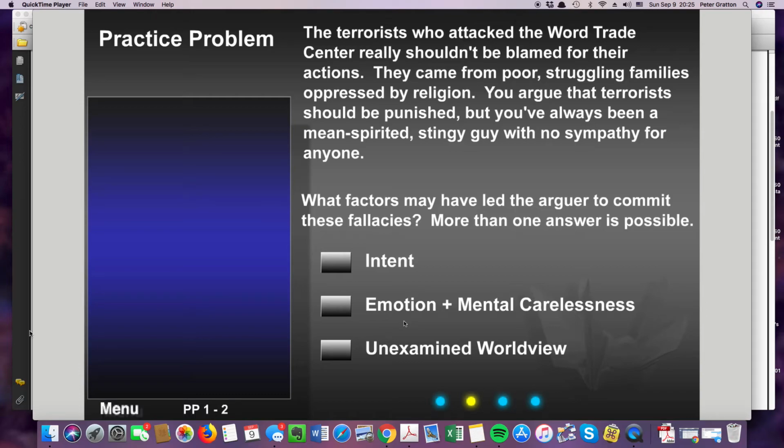What factors may have led to this? More than one answer is possible. Obviously, the intent is that he wants to date Maggie, and I think that's enough, right? He's obviously trying to get her away from the blonde hair.